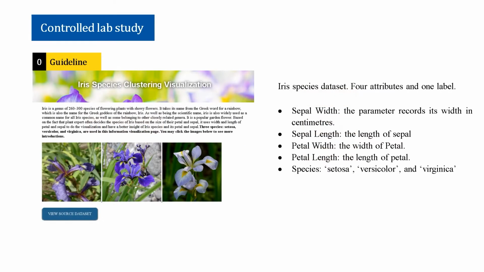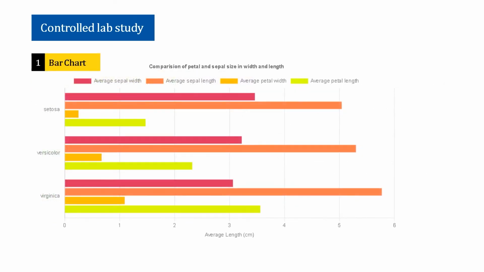The dataset used in this test is iris species data. It includes attributes of the length and width of the petal and sepal, and 1 label with 3 values of species. The information of the dataset tells participants what kind of problem they are dealing with. The first task is a bar chart.